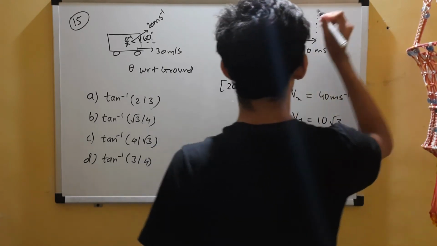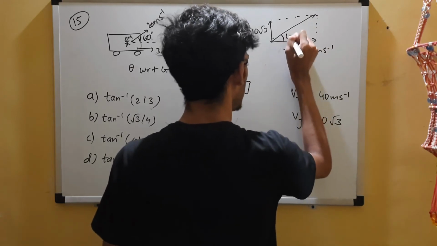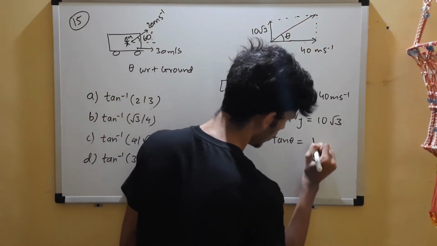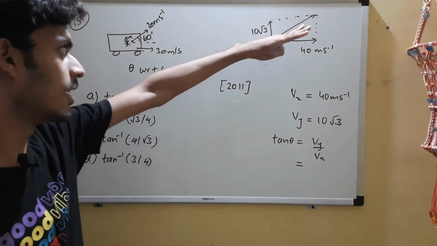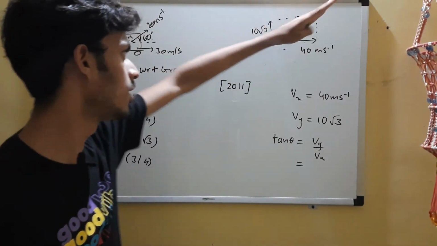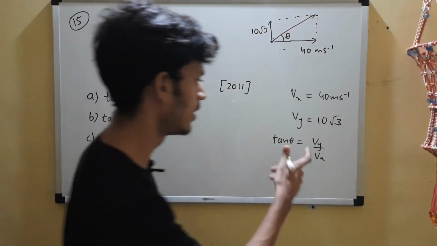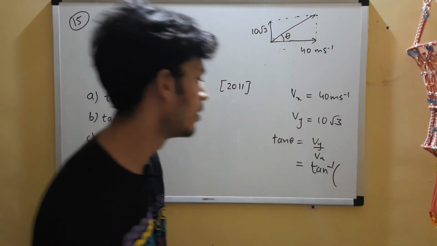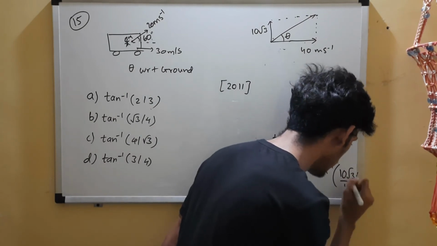And then you have a resultant, right? And you are supposed to find this theta. Now you can easily find it by using tan theta is equal to Vy by Vx. Tan theta will be opposite upon adjacent, or Vy by Vx, same thing, right? So theta is tan inverse of Vy by Vx, where Vy is 10 root 3 and Vx is 40. This and this will get cancelled.